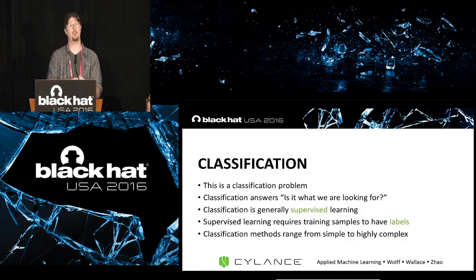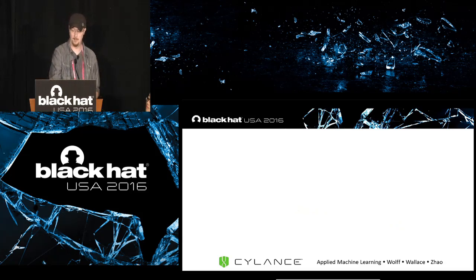So we build the model, deploy it, and then we don't need to know what something is anymore because the classification model is just going to tell us. And classification really answers the question of, is it what we're looking for? Or is it A, is it B, based on what you trained it on? And classification methods can range from very simple to highly complex. In our example here, we're actually using a very simple one.